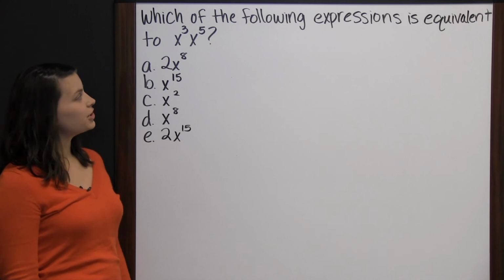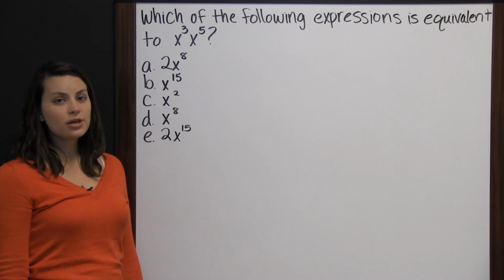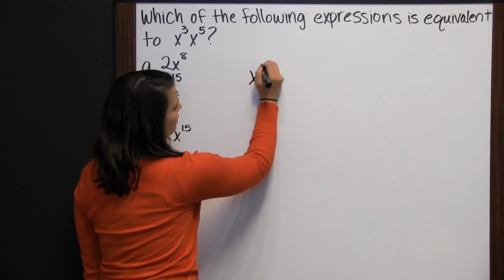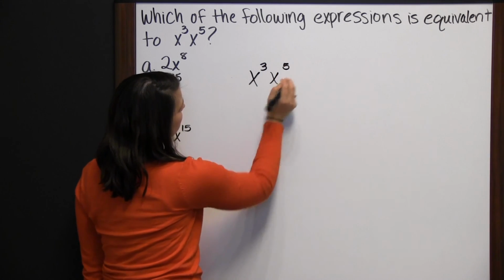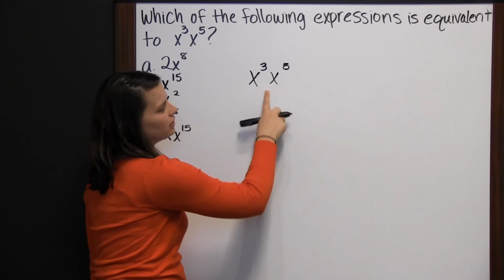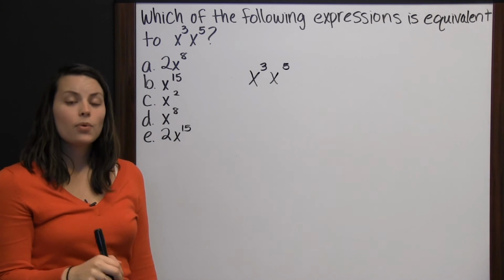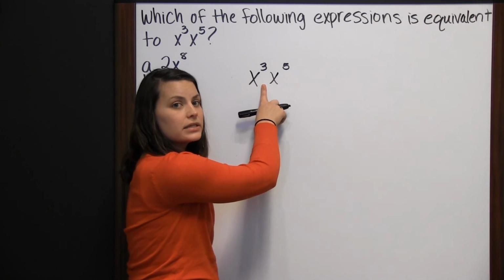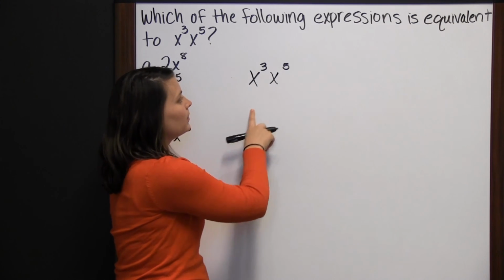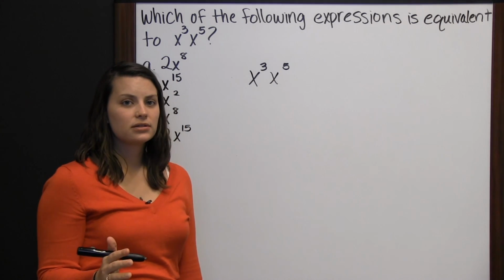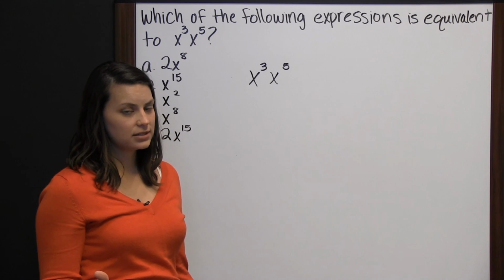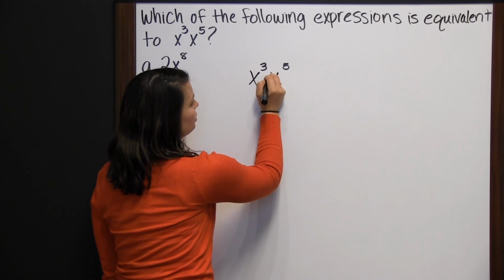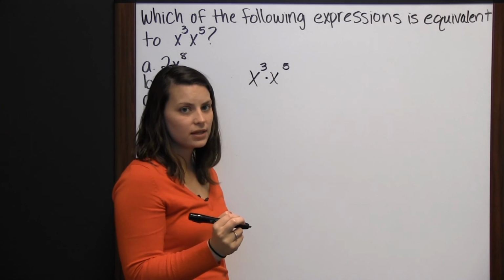Which of the following expressions is equivalent to x cubed times x to the 5th? First of all, we need to recognize that when you have 2 letters or a number and a letter next to each other with no operation symbols in between them, meaning there's no addition sign, subtraction, division, it is always understood that we are multiplying these together. So this is x cubed times x to the 5th.